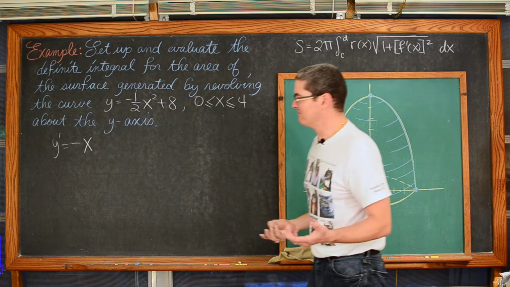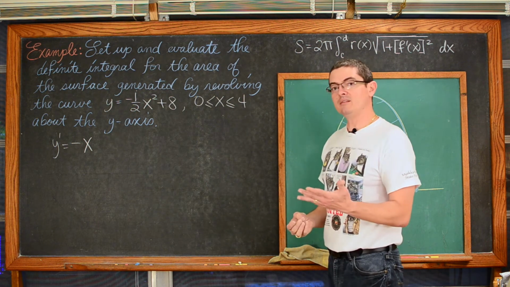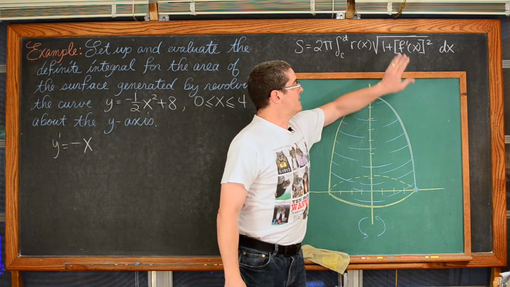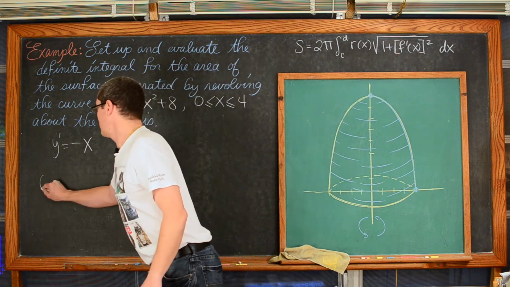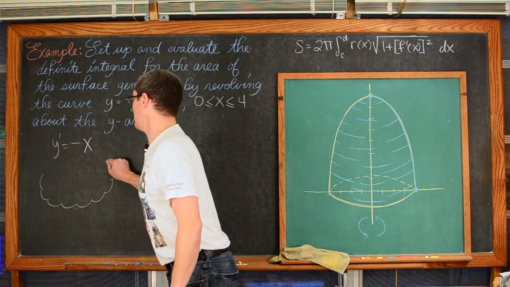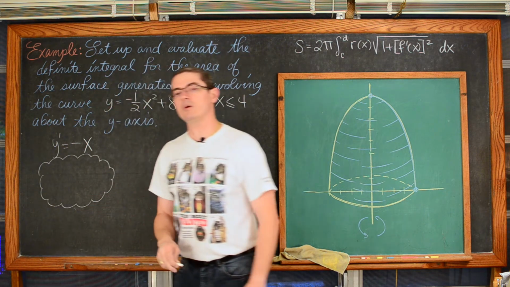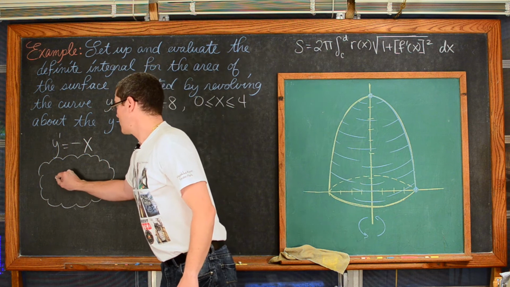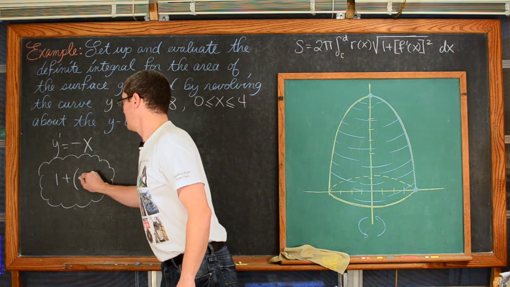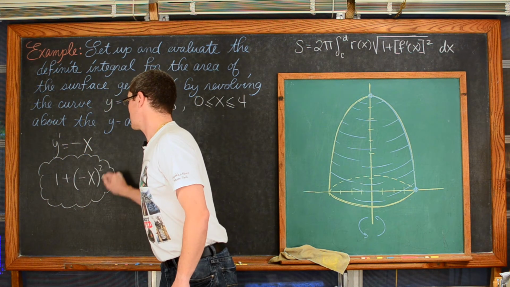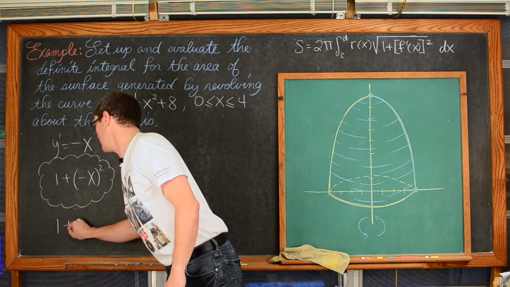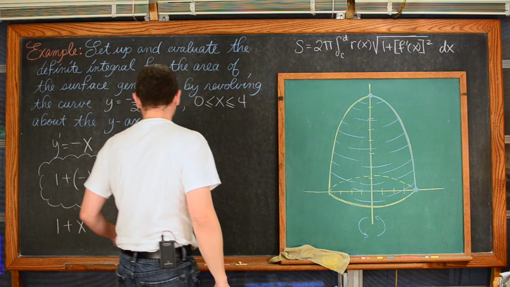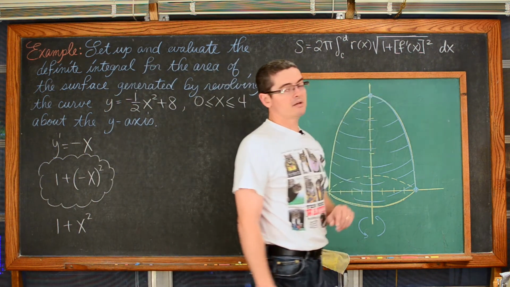Let's see. That's rather simple. And now I need that squared, and not only squared, but added with 1. So working this into an expression that we can just straight away plug into our square root and save a little bit of space, we have 1 plus negative x squared, which is going to be, of course, 1 plus x squared.